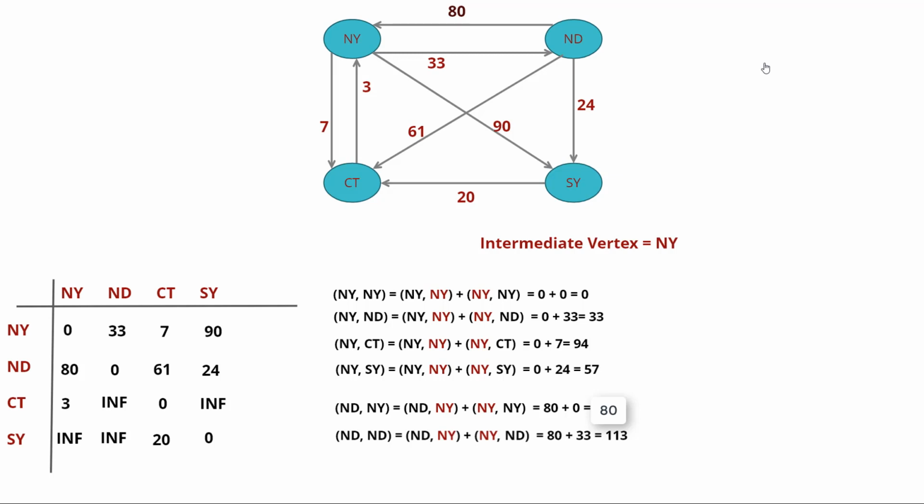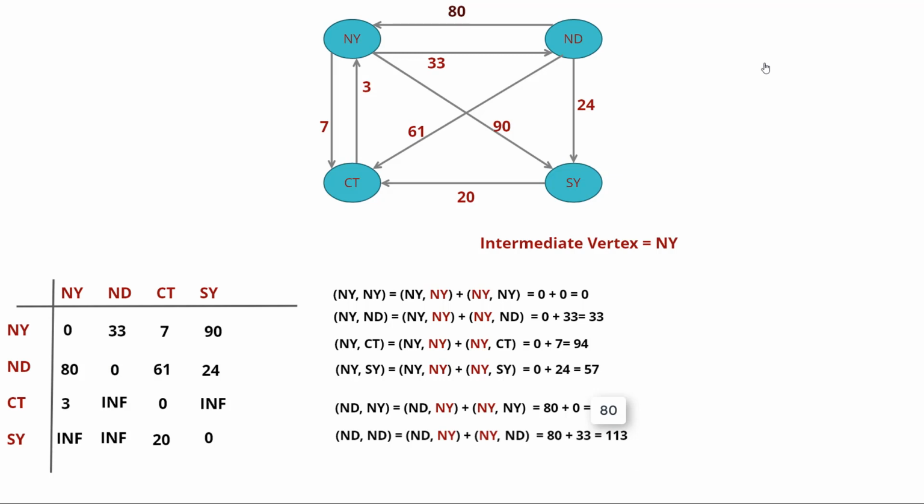So in this case, on inserting an intermediate vertex NY, the path will be like ND to NY plus NY to ND. The weightage of ND to NY is 80 and the weightage of NY to ND is 33. On summing, the weightage is 113. So now the number has changed. Now we should check whether the path from ND to ND is lesser than 113. Is it lesser? Yes. ND to ND is 0 in this matrix. But on inserting an intermediate vertex, we got 113. Of course, lesser weightage should be given importance. So we will hold the value of 0 for ND to ND in the matrix.